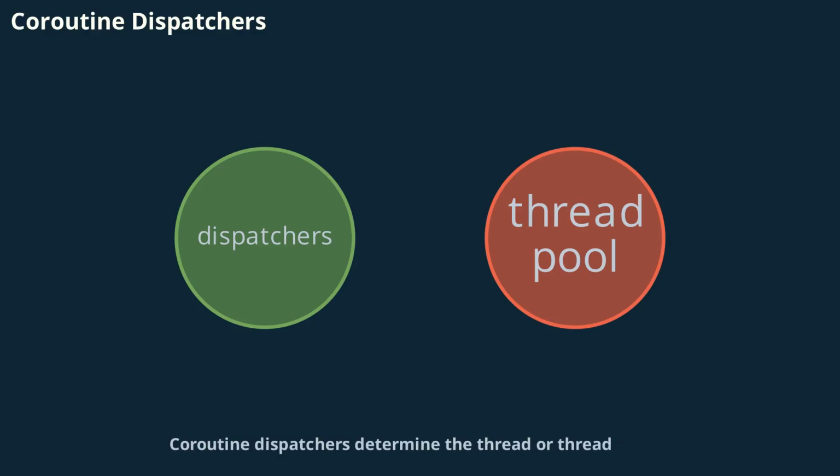Coroutine dispatchers determine the thread or thread pool on which a coroutine will be executed. Dispatchers specify the context in which a coroutine runs and handle switching between threads. Common dispatchers include Dispatchers.Default, Dispatchers.IO, and Dispatchers.Main.